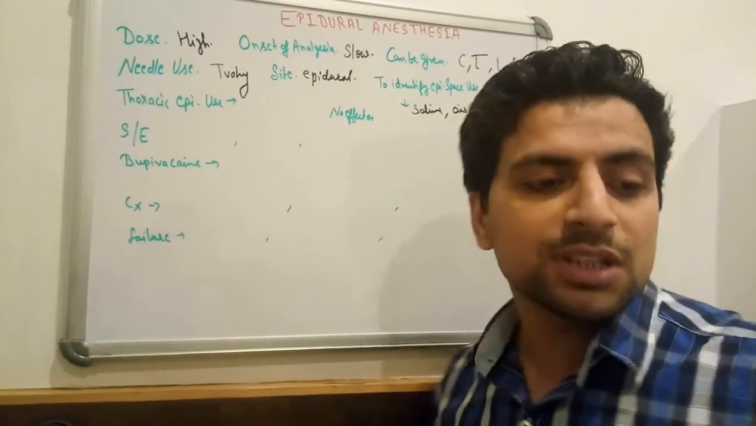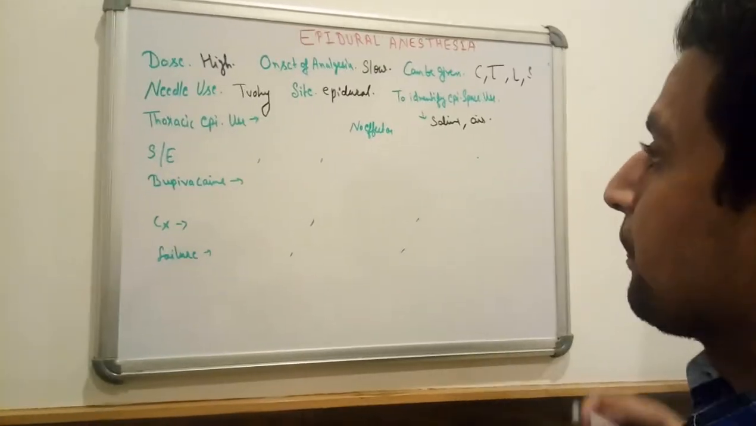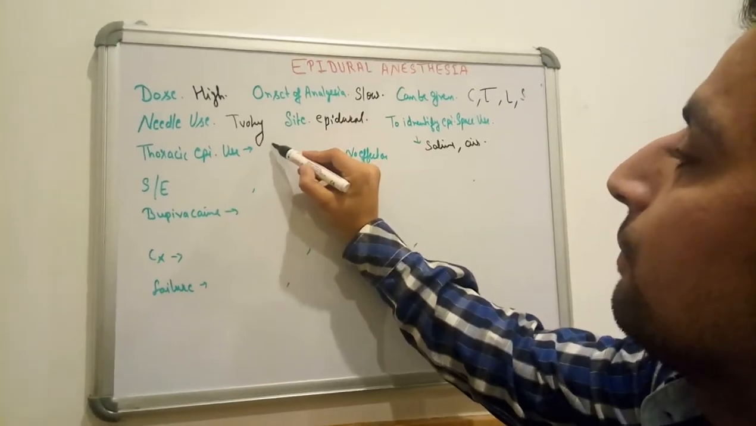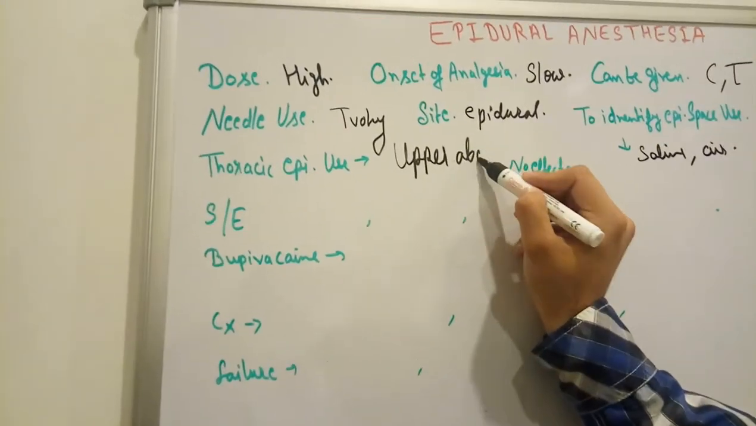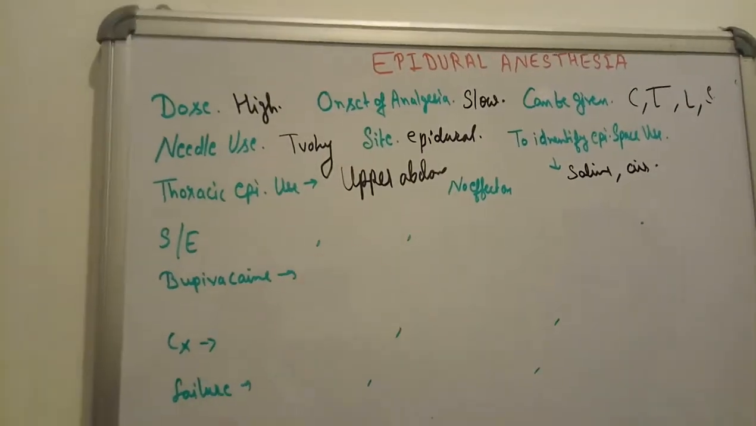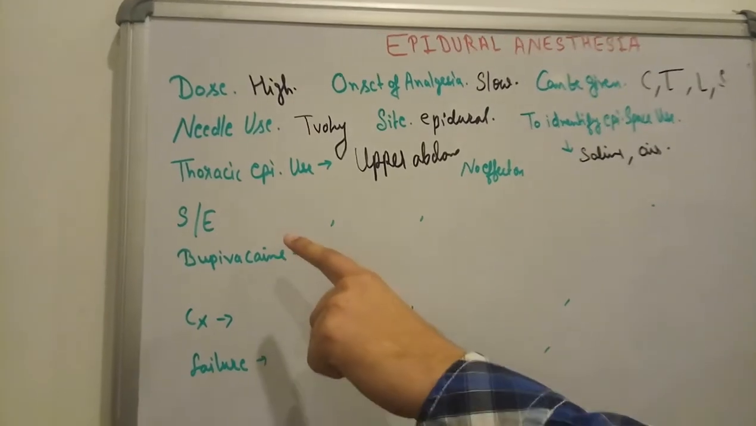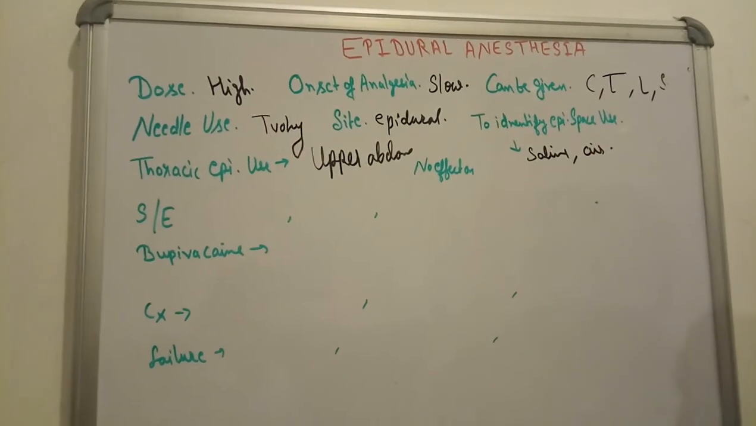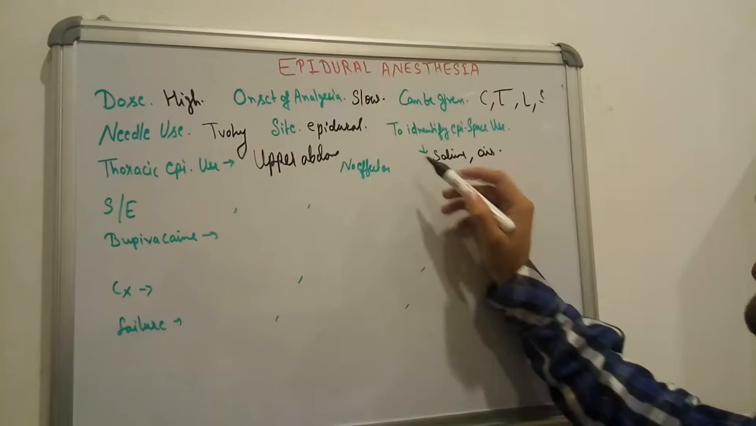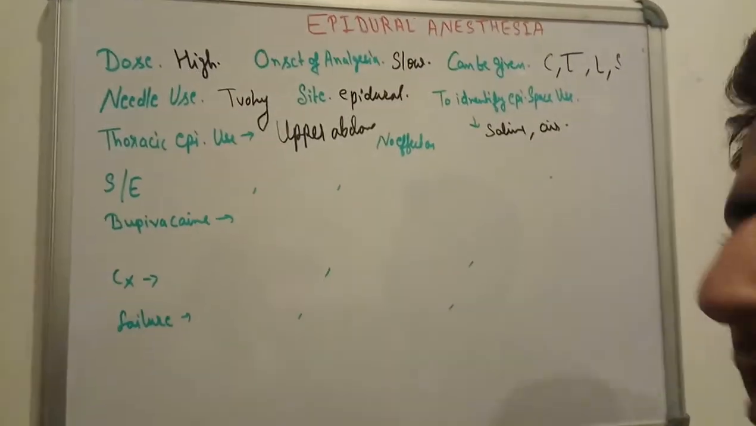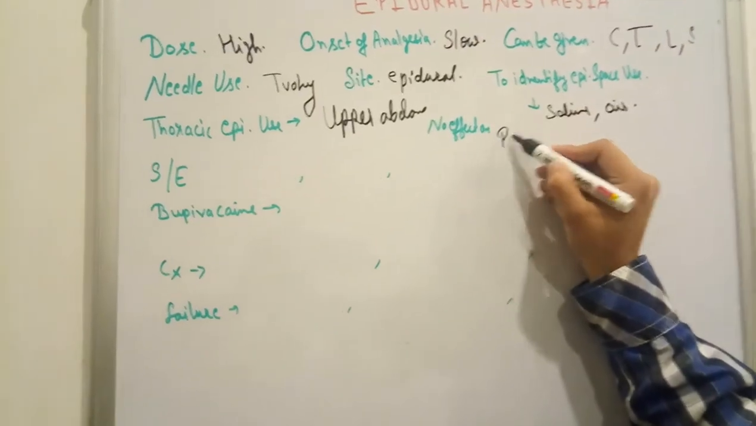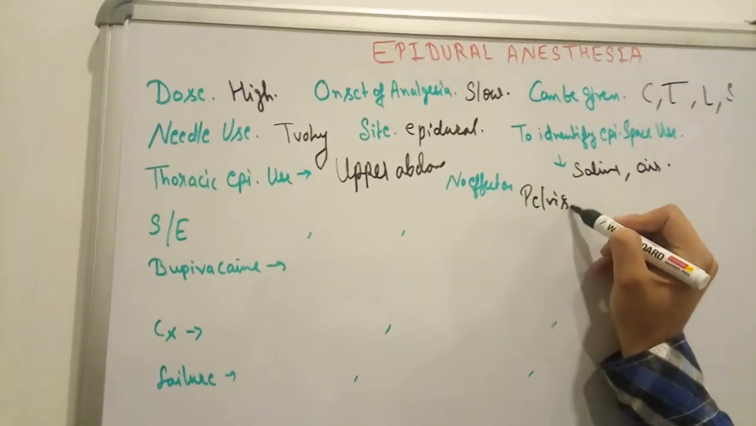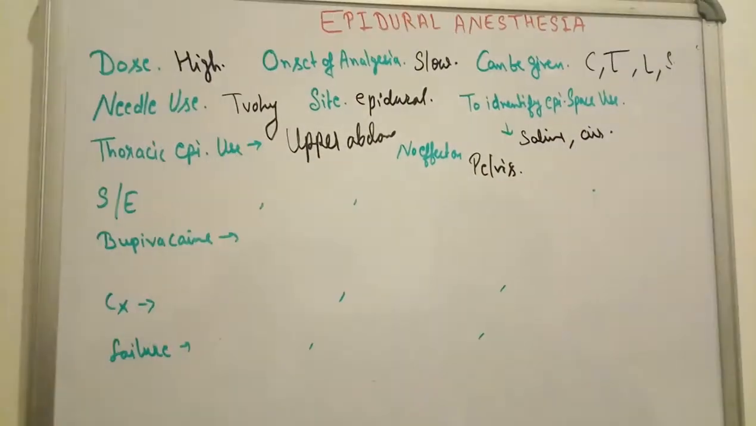Thoracic epidural anesthesia, what do we use it for? For any kind of upper abdomen surgery, we need to give epidural anesthesia on the thoracic side. But with this anesthesia there is no effect on the perineal area, like urogenital organs and the pelvis. This anesthesia does not affect them if we give it in the thoracic region.